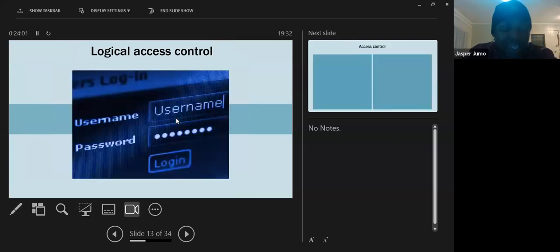All right. Now let's go to logical access control. This one, almost everyone here uses, right? As long as you've got your phone, you've got your laptop, right? Or even going on Facebook, right? That is logical access control. You are using your username, you're using your password, right?